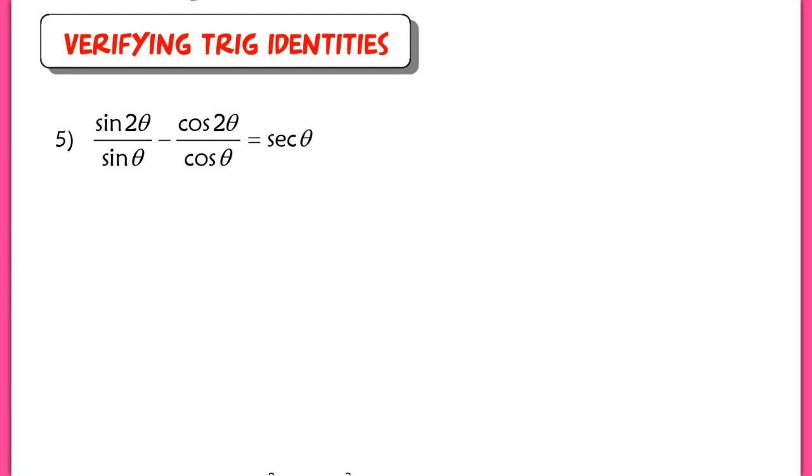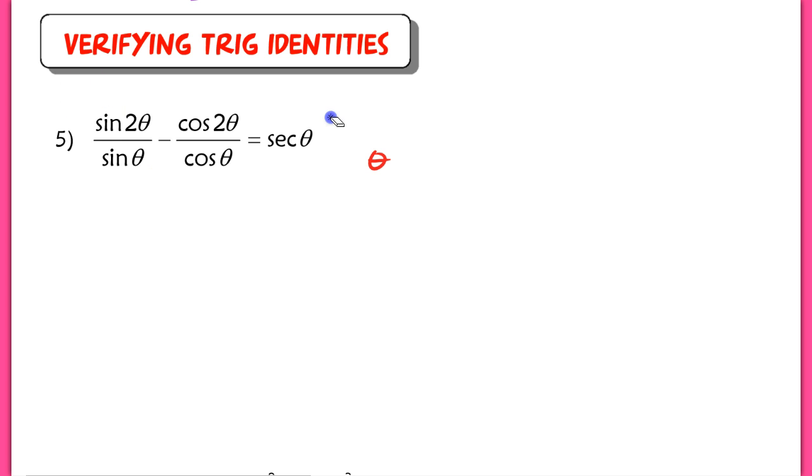All right, now for the fun stuff. Let's verify some trig identities. In problem 5, I see that on the right-hand side of this expression, I have 1 over the cosine of theta. That tells me I want to get rid of anything that isn't a cosine in the left-hand side. So I definitely want to try to get rid of the sine of 2 theta over sine of theta and rewrite that in terms of just cosine.